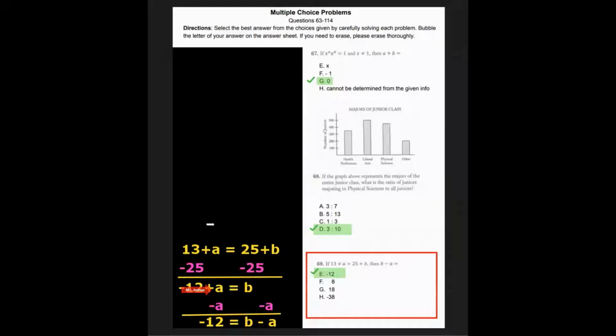Question 69. If 13 plus A equals 25 plus B, then B minus A equals... Well, the first thing we do is subtract 25 from both sides. And we have negative 12 plus A equals B. Since we want B minus A as an expression, we subtract A from both sides. And we have negative 12 equals B minus A. And the correct answer was E, negative 12.